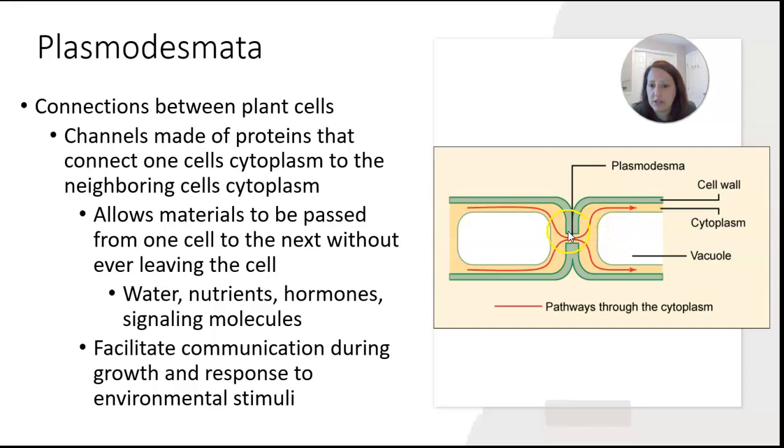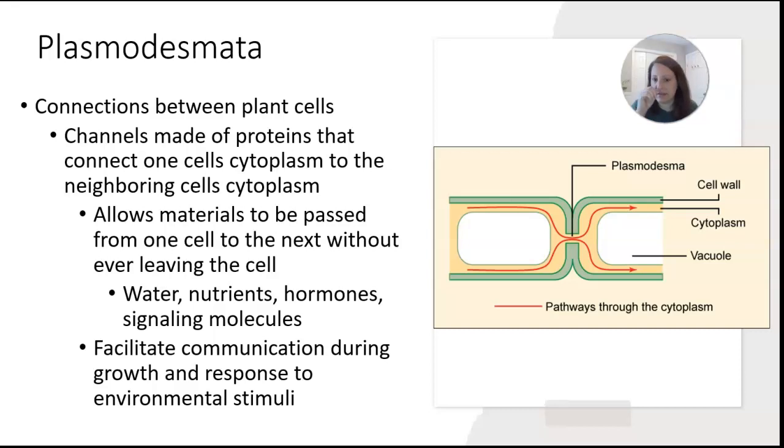And you can see that there is this channel. There is this direct intercellular connection. So these two cells are connected by the plasmodesmata. Okay, so it's a channel that's going to extend from one cell to the next. It's made of proteins. And again, it's going to connect the two neighboring cells' cytoplasms. So it's a direct connection. Why do they have these? Well, it's going to allow materials to be passed from one cell to the next without having to leave the cell, cross through the cell wall, go to the neighboring cell, cross through the cell wall, and then through the cell membrane. It makes this movement of materials much easier.